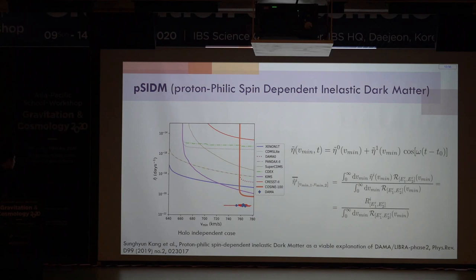However, in a halo-independent approach, we can explain DAMA. In the halo-independent case, this event rate can be factorized with a halo function. And due to the rotation of the Earth around the Sun, we can approximate eta tilde and its average, eta tilde bar, like this, which leads to this figure. And as you can see, DAMA is not excluded.